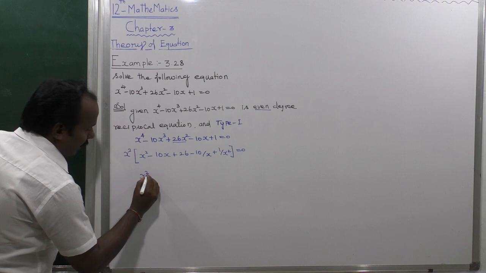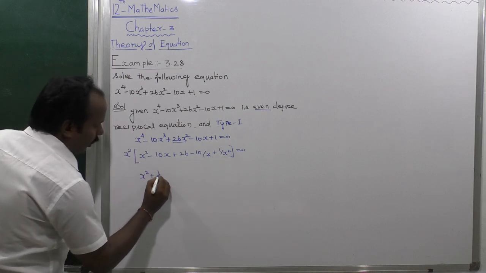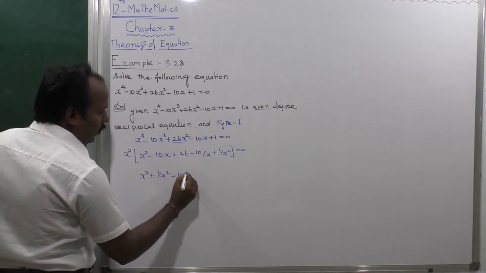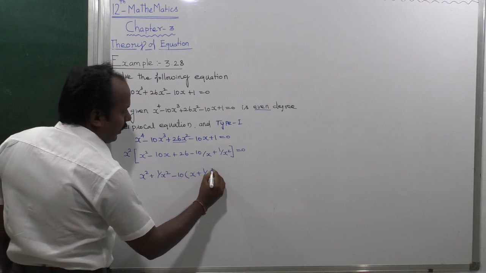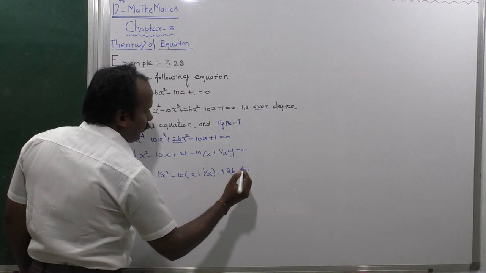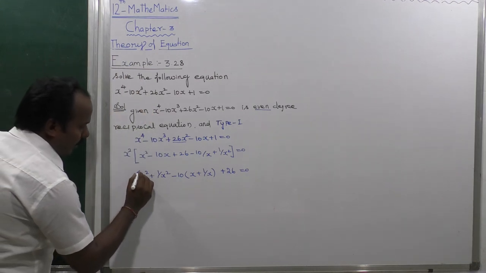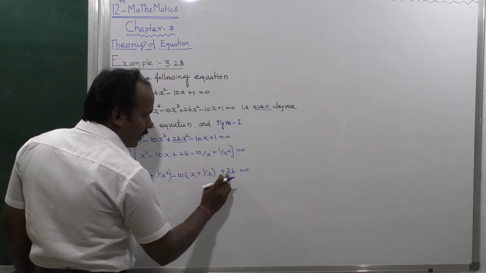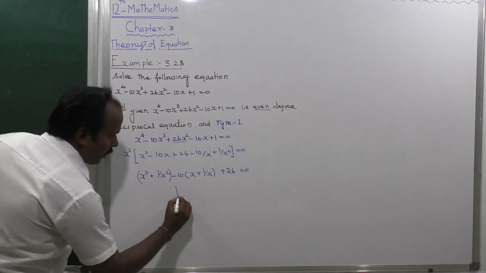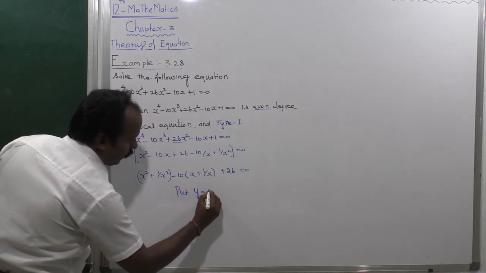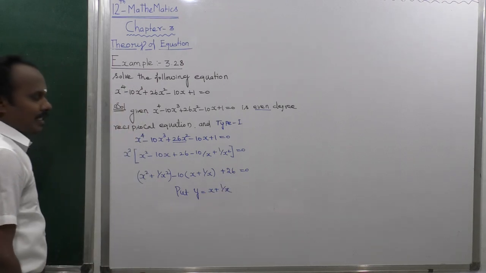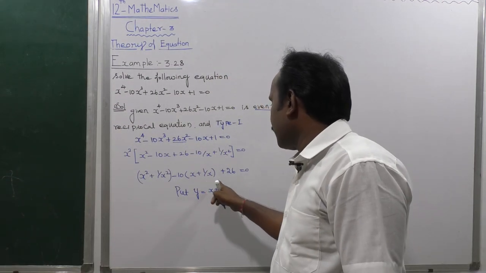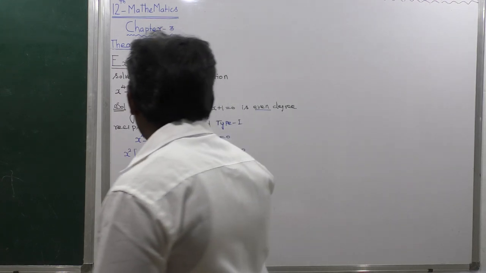The remaining values: x² and 1/x² first, then −10x and −10/x. So −10 is a common value, leaving (x + 1/x) + 26 = 0. The first term is x² + 1/x², and the second term is x + 1/x. We can change to a smaller variable: let y = x + 1/x.